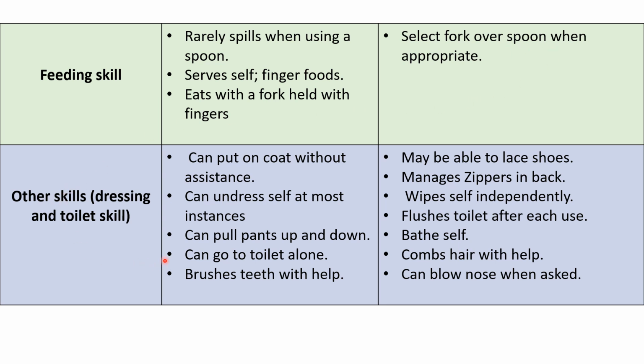Other skills: they can put on a coat without assistance. They can undress themselves. They can pull pants up and down. They can go to the toilet alone. They can brush their teeth with help. Sometimes they will be able to tie their shoelaces. They will manage their zippers at the back. They wipe themselves independently. They flush the toilet after use. They bathe themselves, comb hair with help, and blow nose when needed.